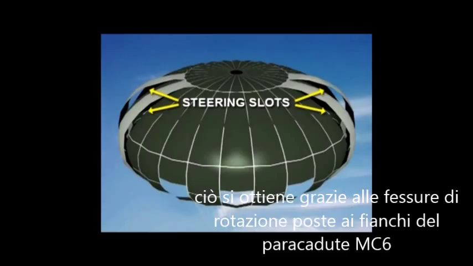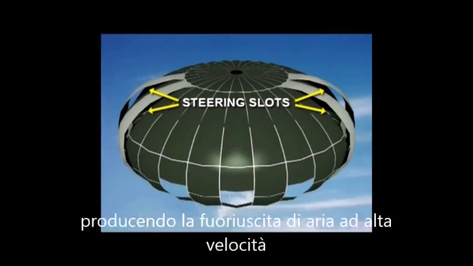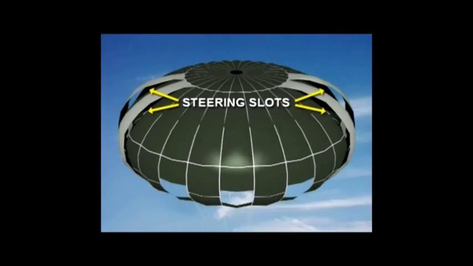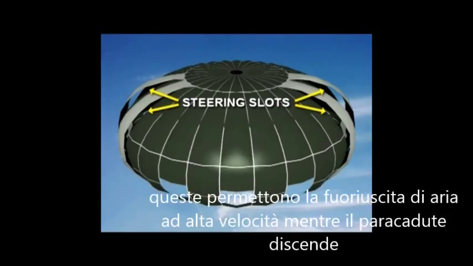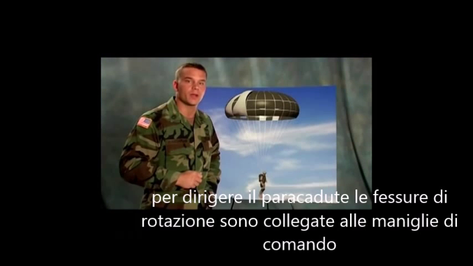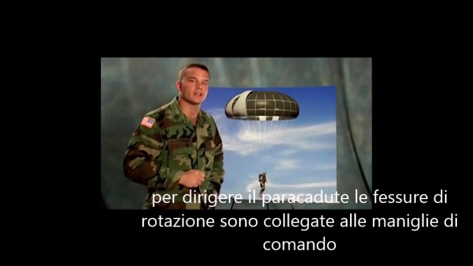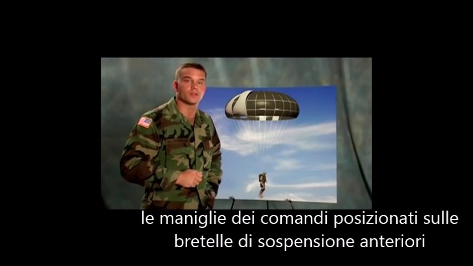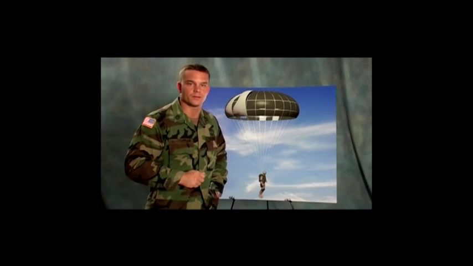This is accomplished with the steering slots on the sides of the MC6 parachute. The steering slots are 2 extended gores on each side of the parachute. Extra material is used to raise the steering gores, and an overlap at the top and bottom prevents air from spilling out vertically as the canopy descends. To direct your parachute, steering lines are attached to the steering slots of the canopy. The toggles for the steering lines are located on the front of the rear set of risers.